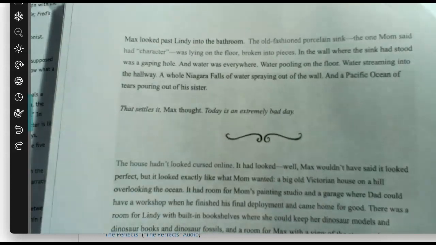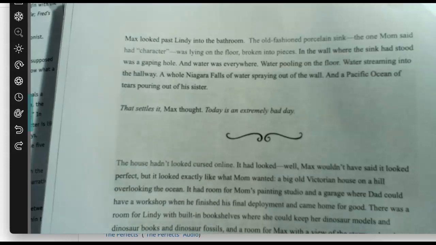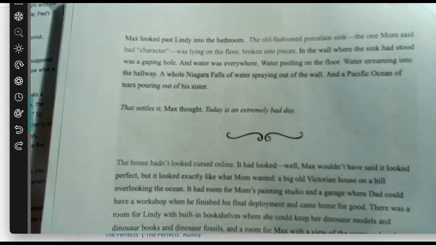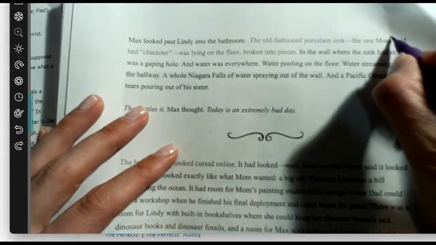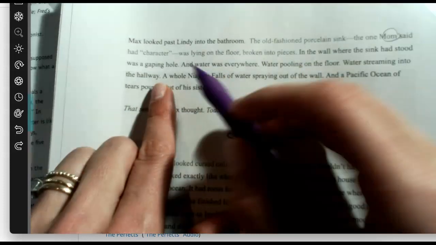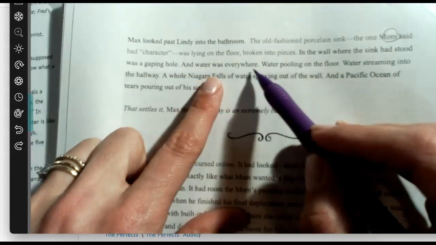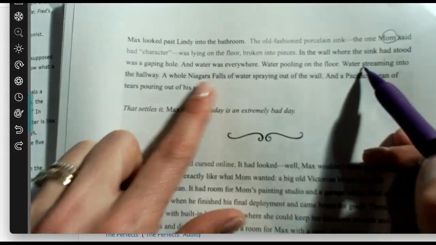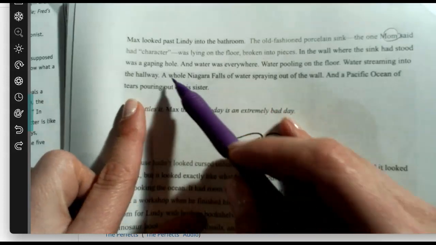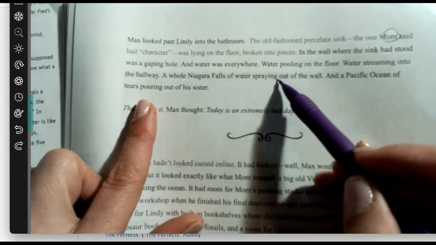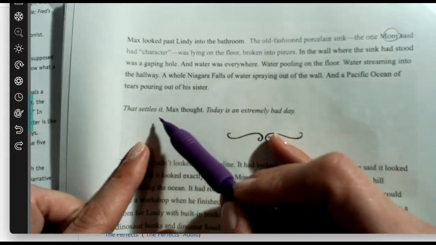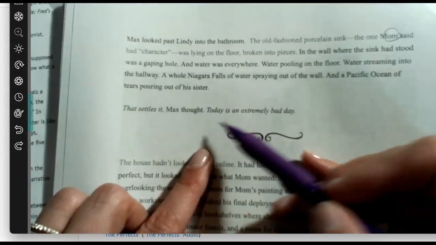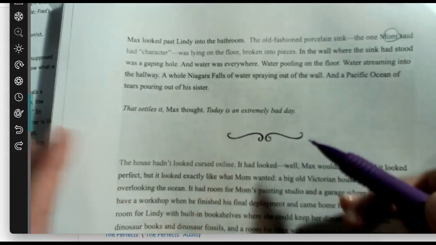Max looked past Lindy into the bathroom. The old-fashioned porcelain sink, the one that Mom said had character, was lying on the floor, broken to pieces. In the wall where the sink had stood was a gaping hole, and water was everywhere, water pooling on the floor, water streaming in the hallway, a whole Niagara Falls of water spraying out of the wall, and a Pacific Ocean of tears pouring out of his sister. That settles it, Max thought. Today was an extremely bad day.